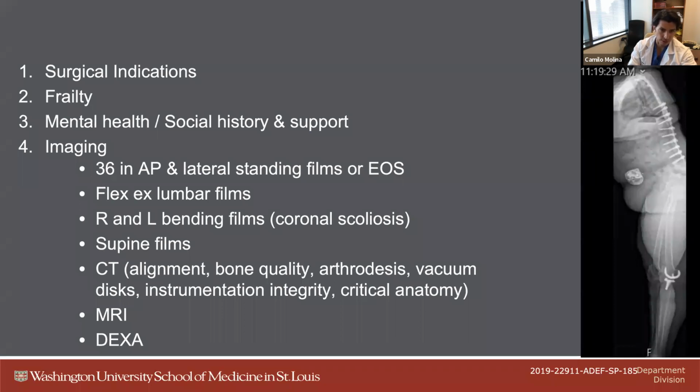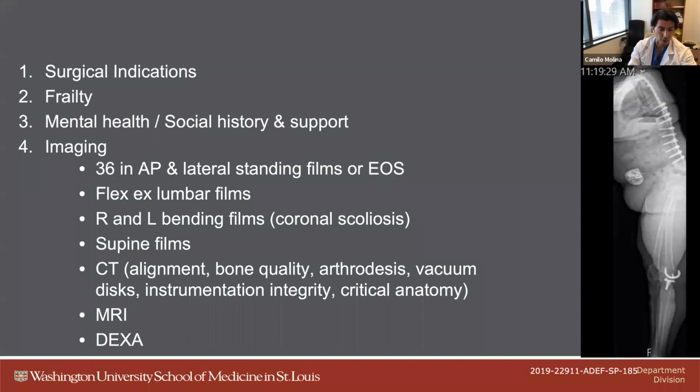And then, of course, the CT is of utmost importance. Similar to the supine films, you can see positional alignment changes to the spine. You get a sense of the quality of the bone, where things are fused, where they're not fused, presence of vacuum discs, the integrity of the prior instrumentation, and you get a sense of critical, not just osseous, but neurovascular and visceral anatomy as well.